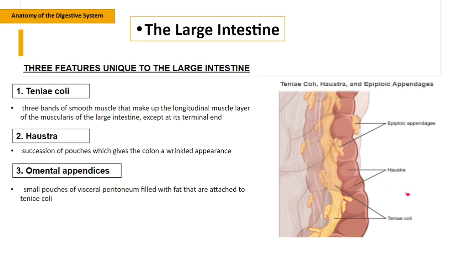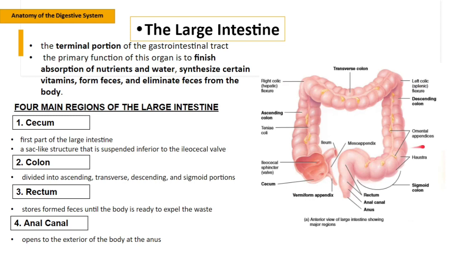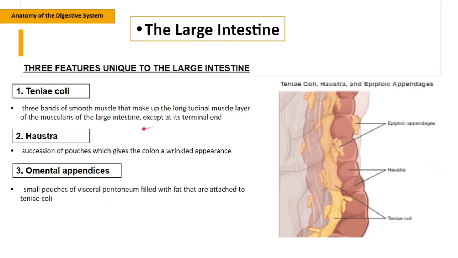You also have your haustra, which is successions of pouches, which gives the colon a wrinkled appearance. So, if you will be looking at the colon, di ba parang wrinkled yung kanyang appearance? Di ba mukha siya parang longganisa nga yung itsura niya, parang gano'n. Meron siyang wrinkles. And that is due to haustra. Okay? And then the third one is the omental appendices or appendages, which are small pouches of visceral peritoneum filled with fat that are attached to the Taeniae coli. So, here is the appendages na tinatawag natin.